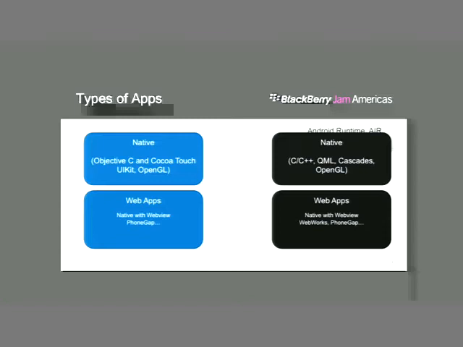In terms of web applications, we have our native with web view. So similarly to iOS, in Cascades, you can just create a web view. And in that web view, you can have your HTML logic. But we have a different option for you if you're really focused on the web. We have the WebWorks platform, which we were talking about in the keynote, and there were many sessions about it here.